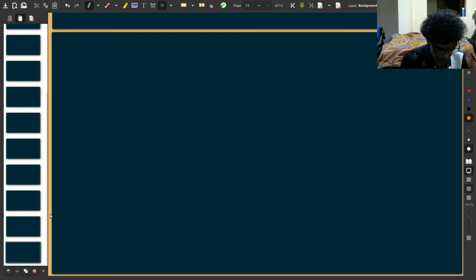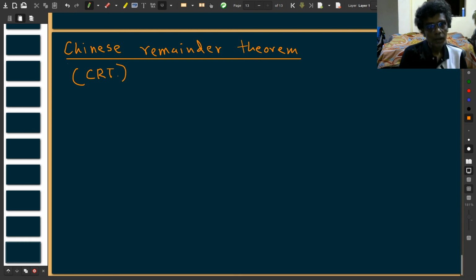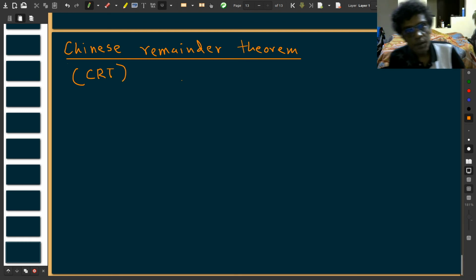So this will be for the moment our final application of the pigeonhole principle. This is called the Chinese remainder theorem. There are several variants of this theorem. I will prove a very simple one.